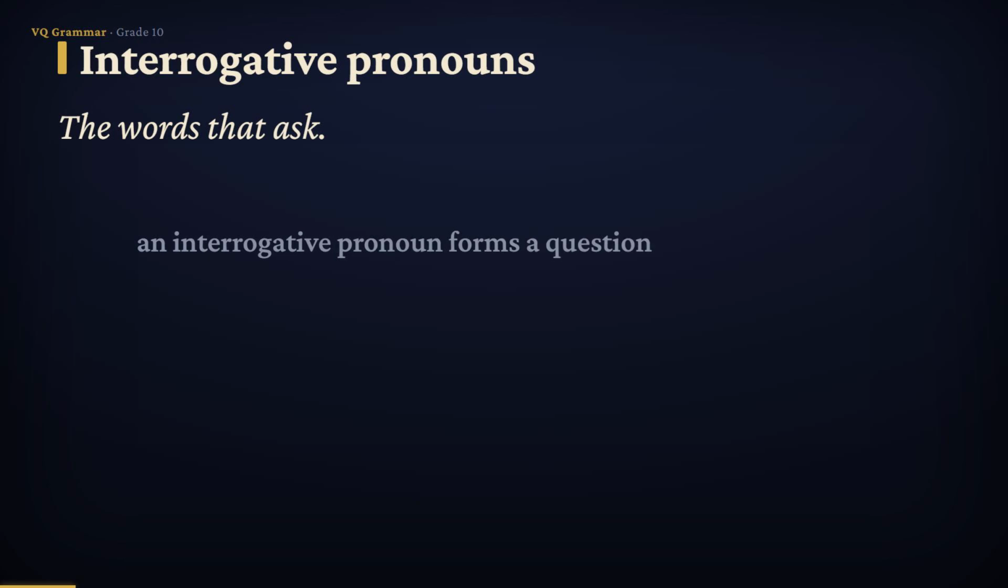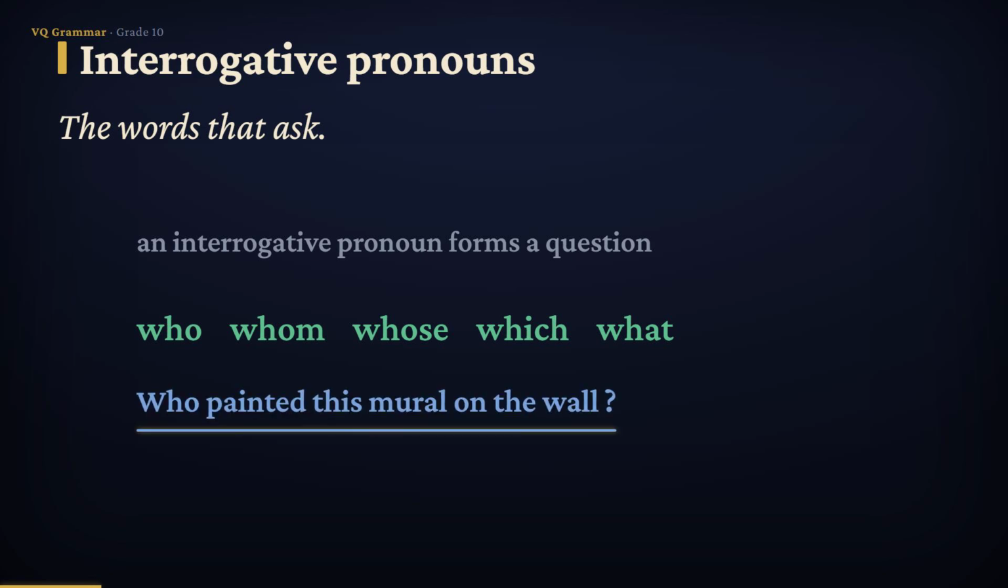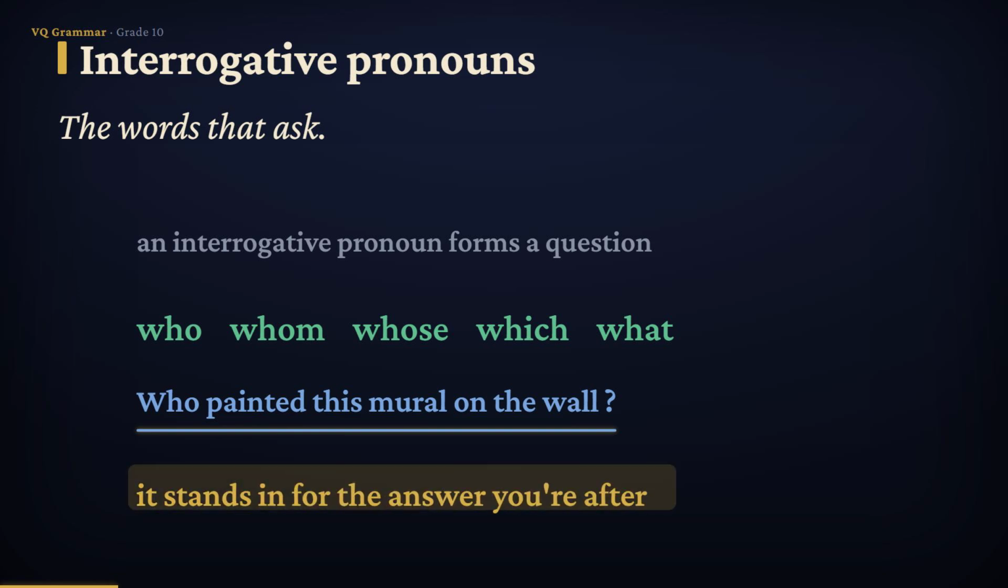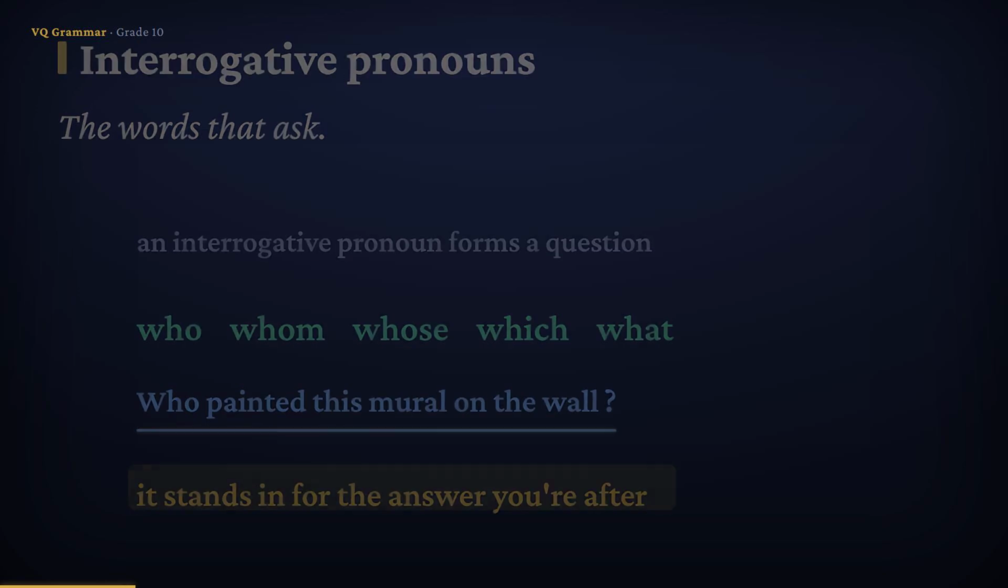An interrogative pronoun forms a question. There are 5 main ones to know: who, whom, whose, which, and what. Look at this sentence. Who painted this mural on the wall? The word who is standing in for a person we don't yet know, the very answer the question is reaching for. That's the whole idea. An interrogative pronoun holds the place of the answer you're after until someone supplies it.